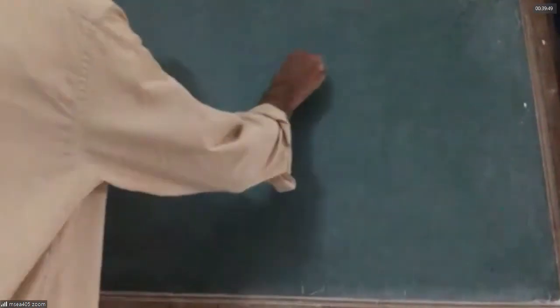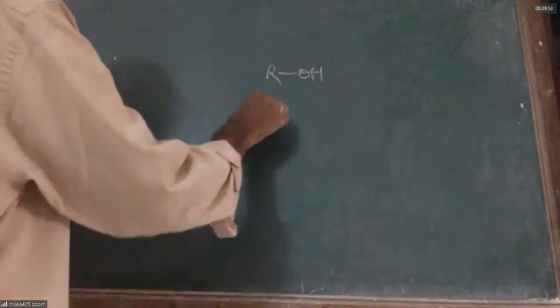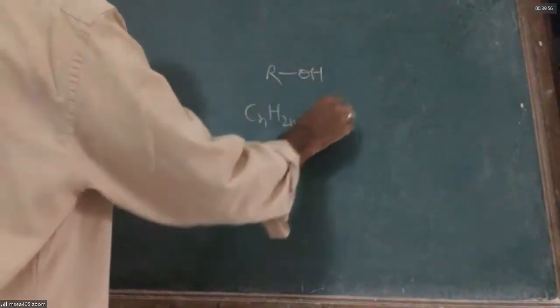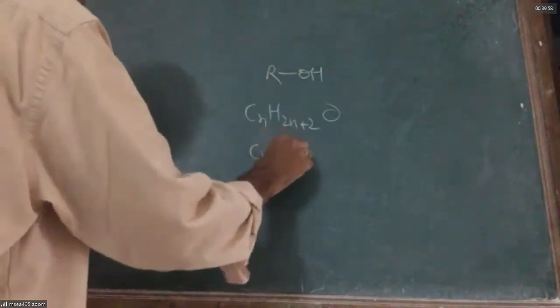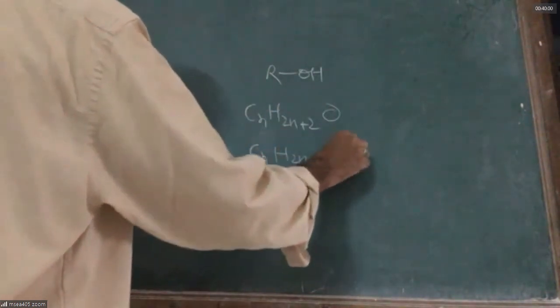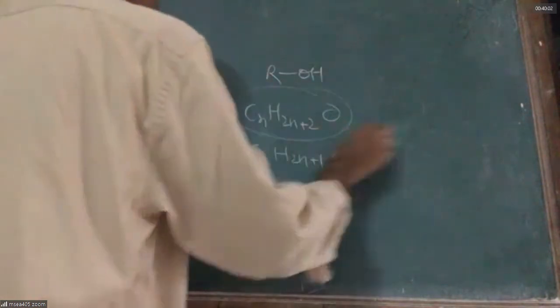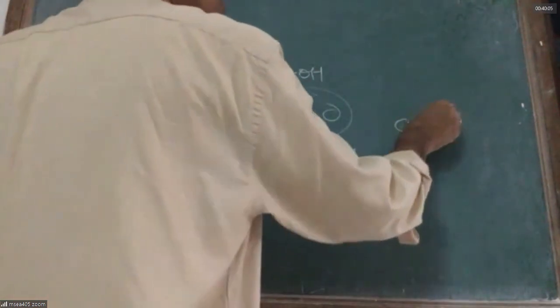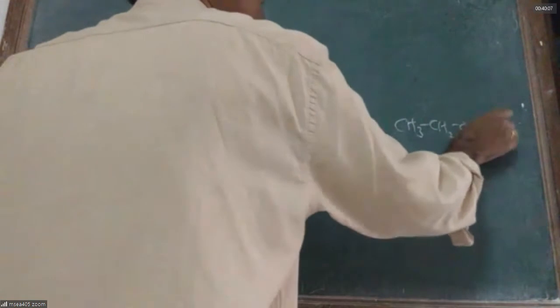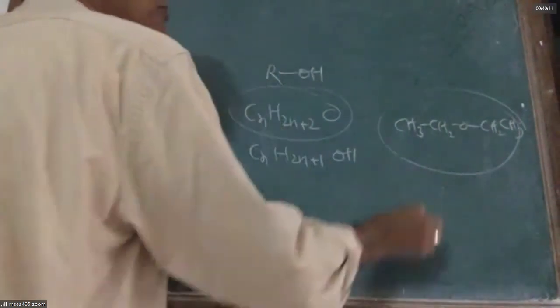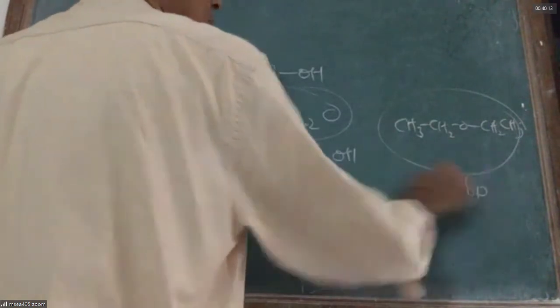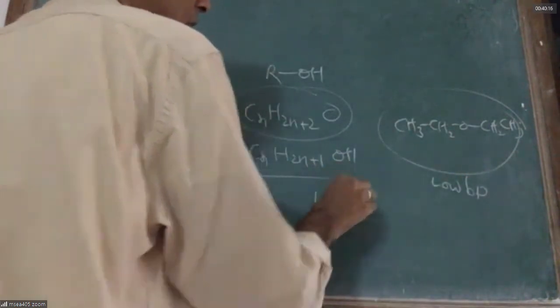So we have understood basically alcohols are the compounds which have an OH group linked to an alkyl group. Alcohols have a formula CnH2n+2O, or they can be written as CnH2n+1OH. With this formula, you can also write ethers. Ethers and alcohols are functional isomers. Ethers do not have an OH group, so their boiling points are low. Alcohols' boiling points are high. This is what we have learned so far.